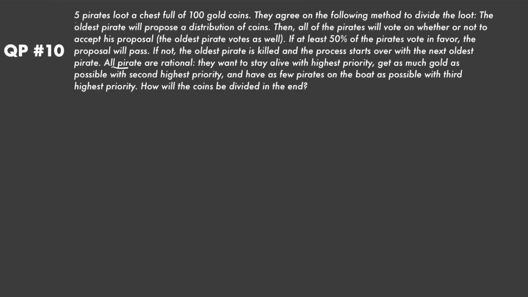And again, all these pirates are rational, so they have the following priorities. First of all, they want to stay alive with highest priority. They want to get as much gold as possible with second highest priority, and they want to have as few pirates on the boat as possible with third highest priority. So how will the coins be divided in the end?